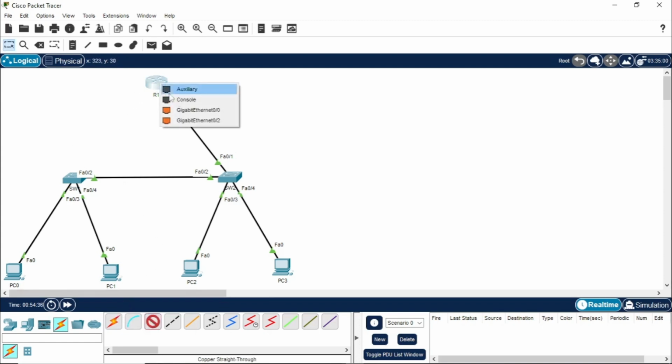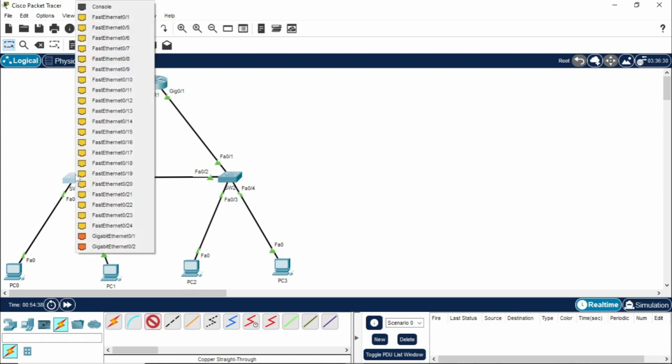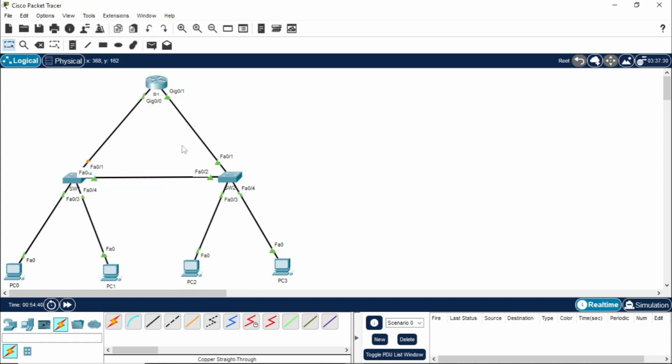So always make sure that you have configured your network with the right protocols, like OSPF, EIGRP, or BGP. So without much ado, this brings us to the end of today's video.